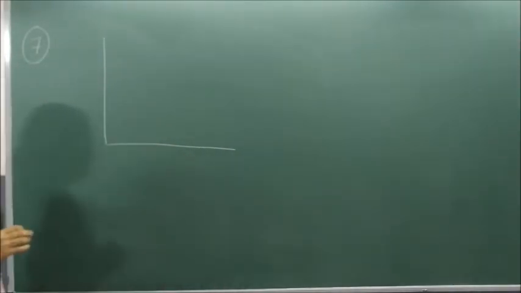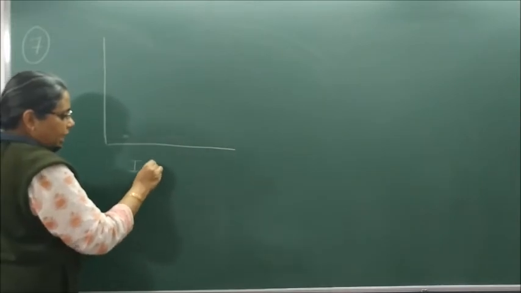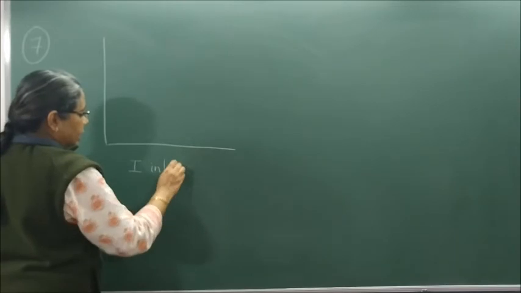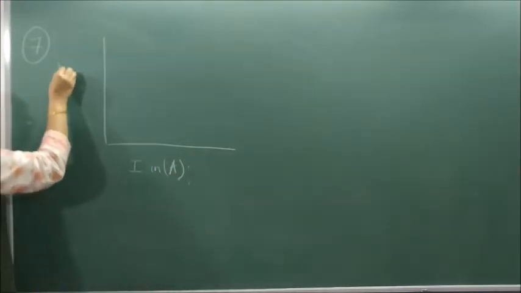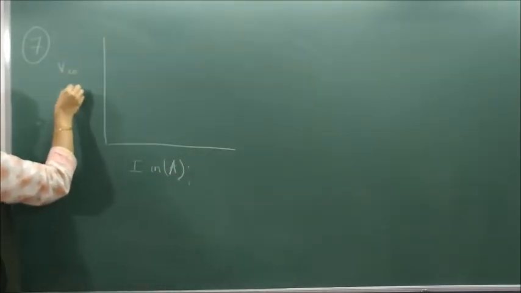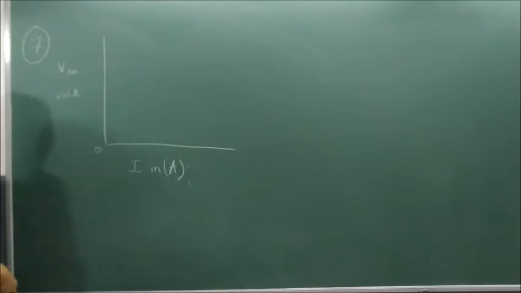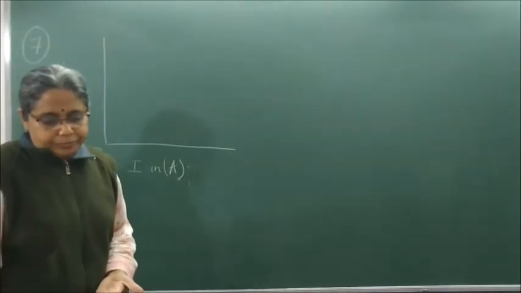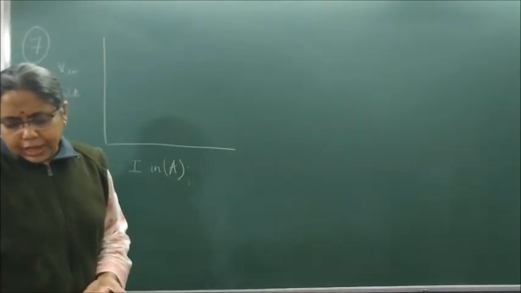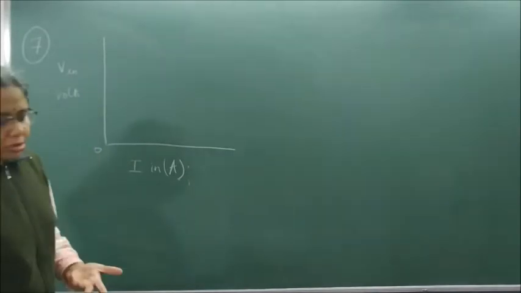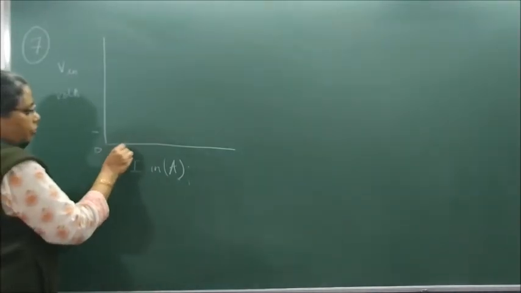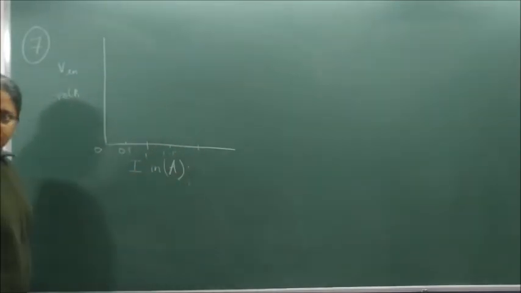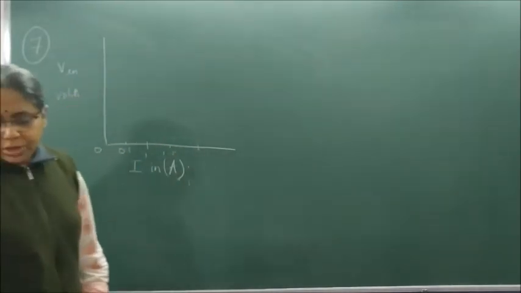See what we will do. We will have I in amperes, or rather I in A, and we have what here? V in volts. Plot your graph between whatever values they have given. They have given 0.5, sorry, I is given as 0.5, 1, 2. So you can start from 0, then 0.5, then 1, 1.5, and something like this. On the other side also you can start from 2.